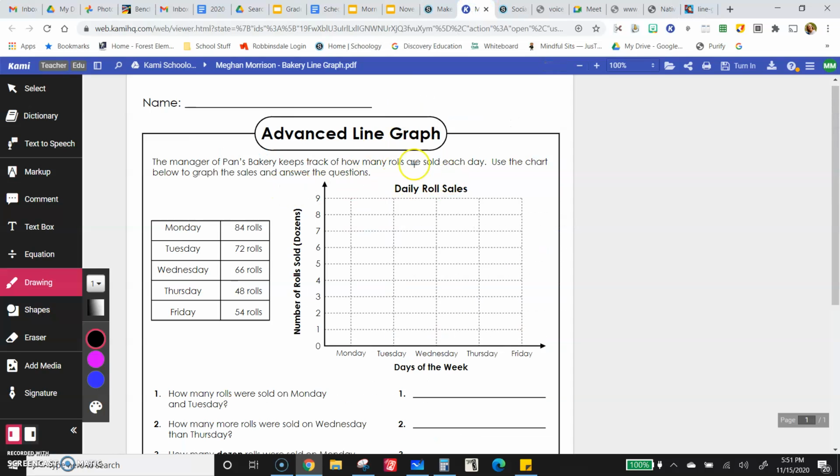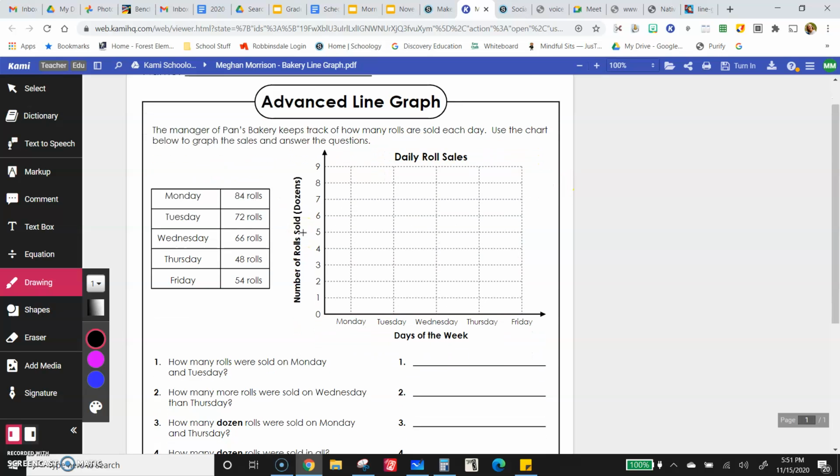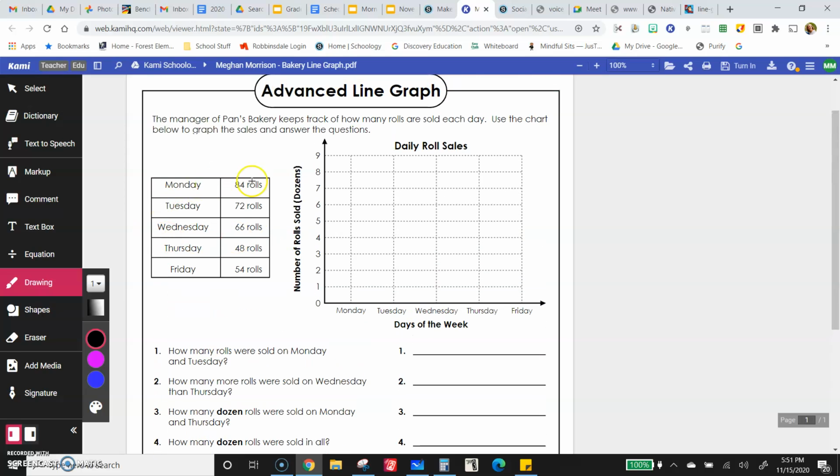So this one is about a bakery. The manager of Pan's Bakery keeps track of how many rolls are sold each day. Use the chart below to graph the sales and then answer the questions. So I want you to notice this is in just number of rolls, 84, 72, 66, 48, 54. But then look, the number of rolls sold, dozens, is what we are graphing. Because if I try to put 84 on this graph, it only goes up to 9. But it's telling us it's graphing by dozens.